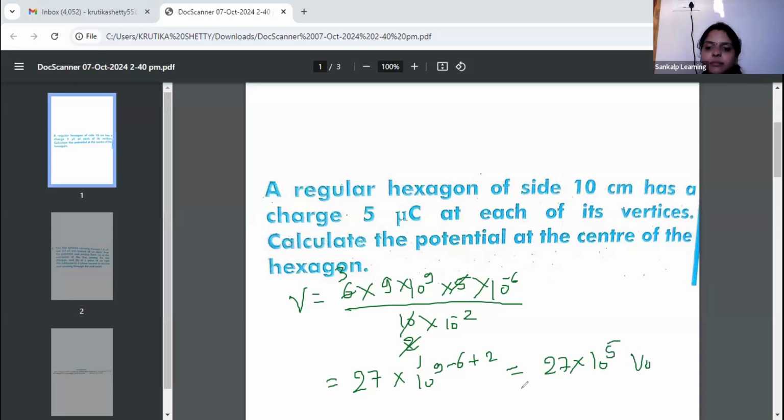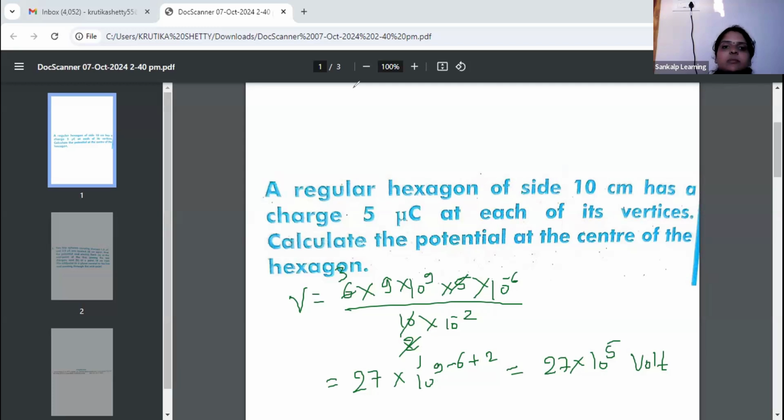The potential is how much? 27 into 10⁵ volt. 27 into 10⁵ volt. Now you can shift the decimal and write it in microvolt, or in 10⁶, anyhow. Okay.